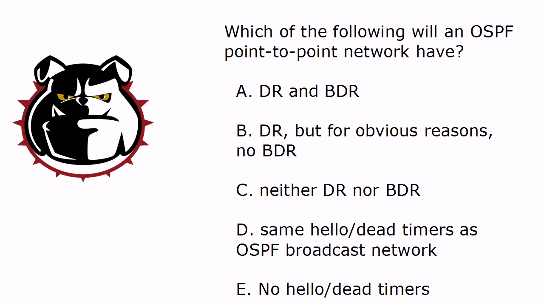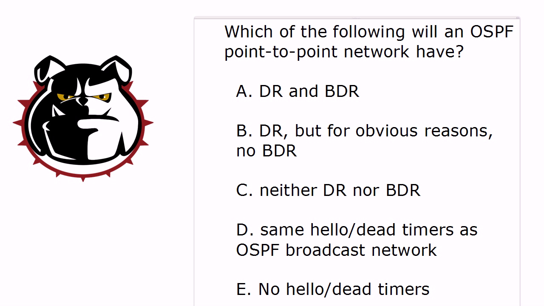Which of the following will an OSPF point-to-point network have? A DR and BDR; a DR but for obvious reasons no BDR; neither a DR nor a BDR; the same hello and dead timers as an OSPF broadcast network; and/or no hello and dead timers at all. Point-to-point networks are obviously different from our NBMA networks and our broadcast networks because, as answer B tries to point out, maybe you don't need a backup designated router because you only have two routers on it to begin with. It is point-to-point. There's nothing in the middle.